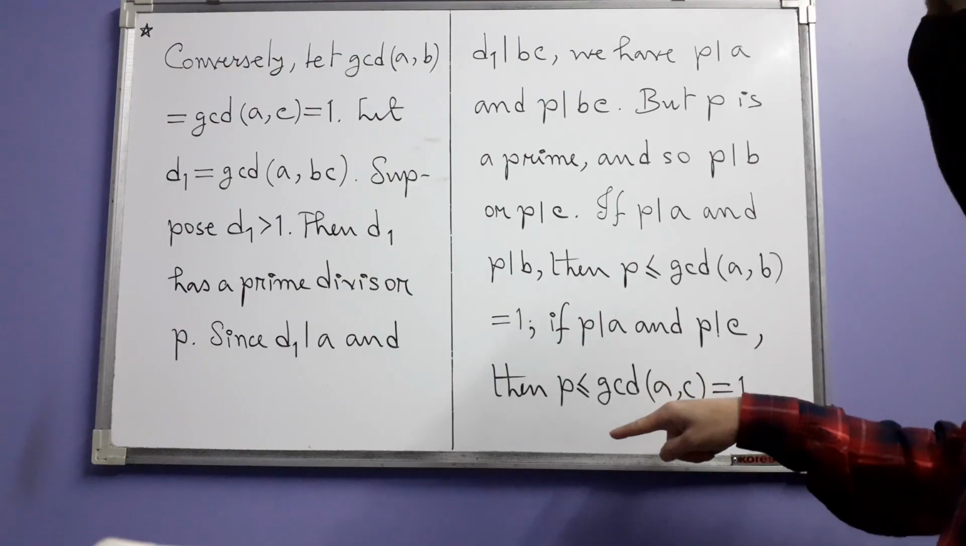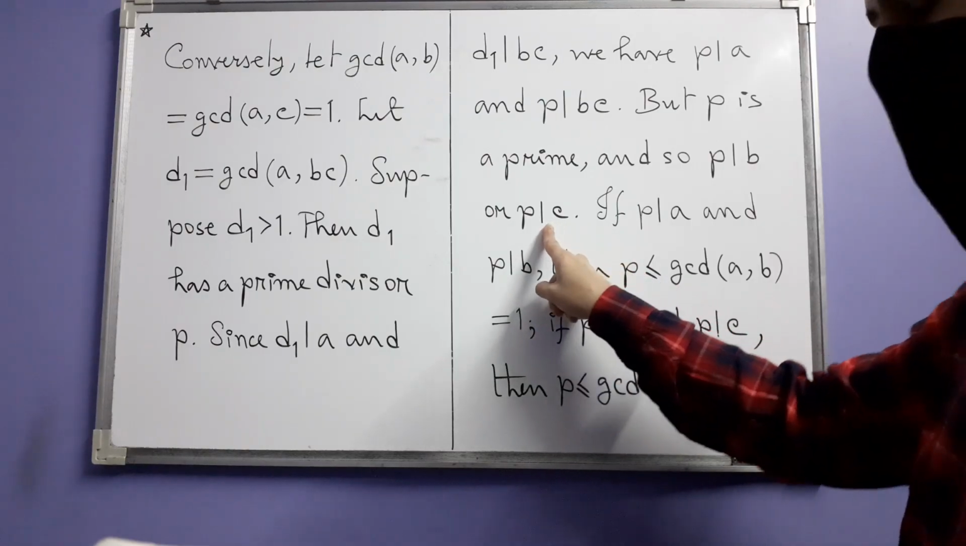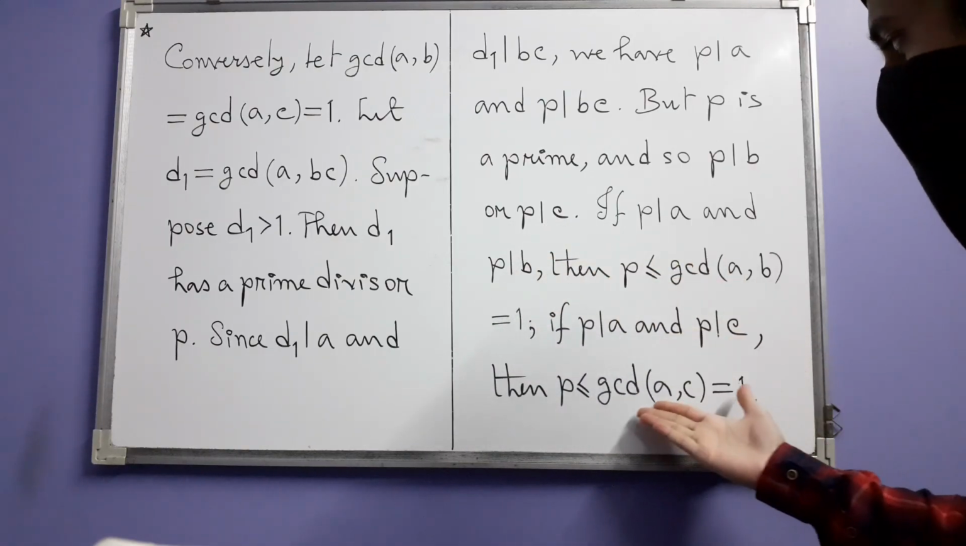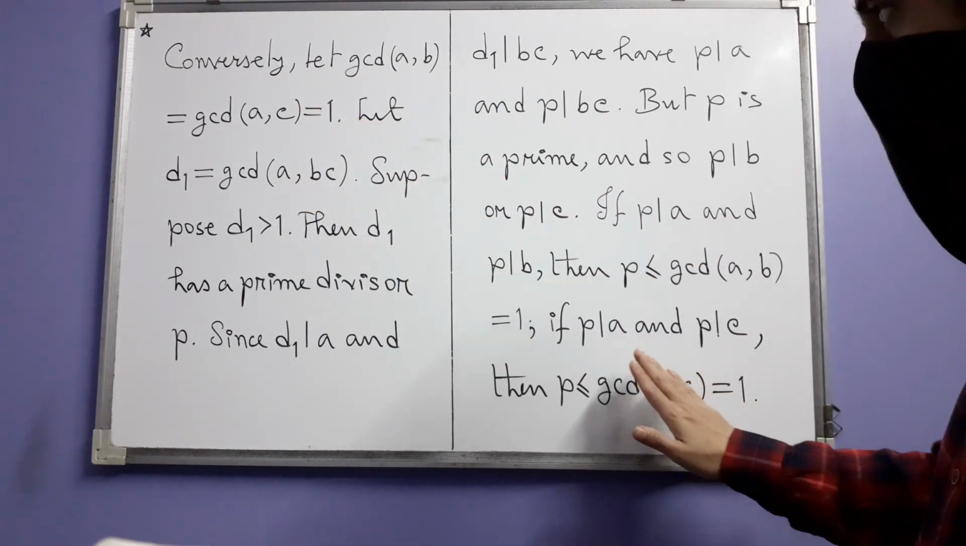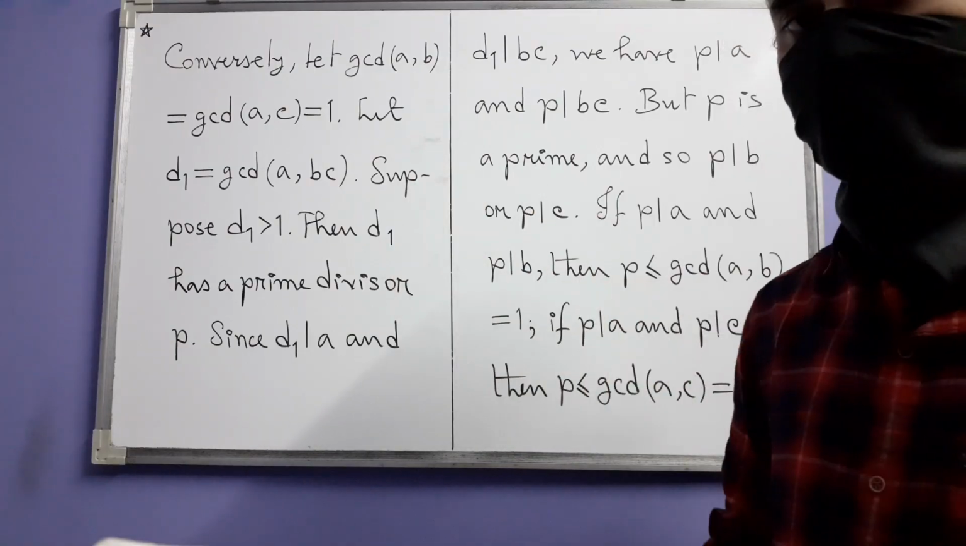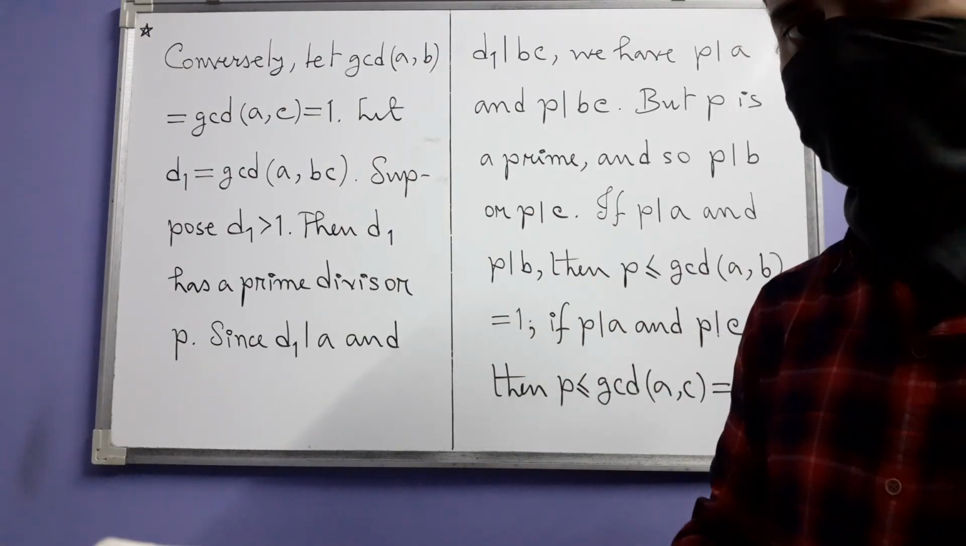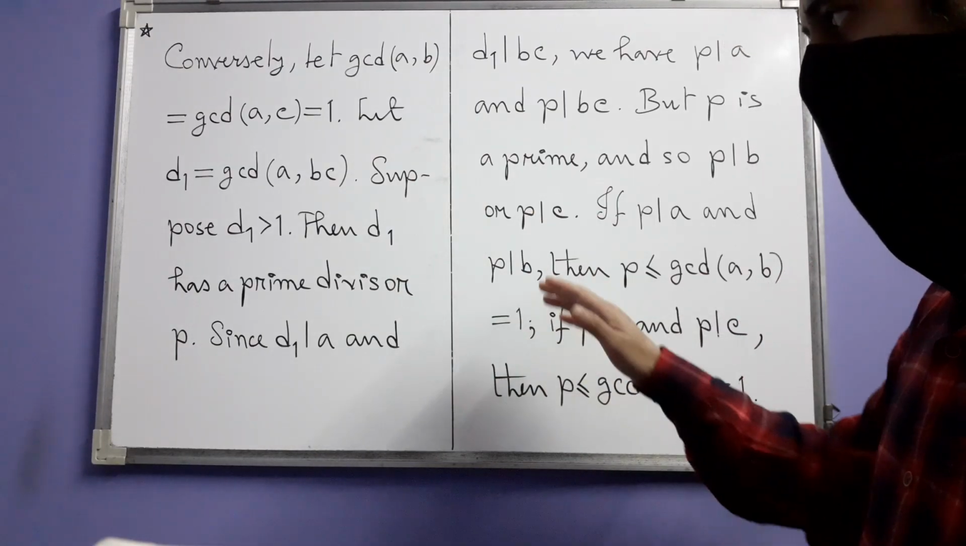A similar contradiction arises if you assume that P divides C, because the GCD of A and C is also 1. So that means our supposition must be false. So D1 has to be equal to 1. So this completes the proof.